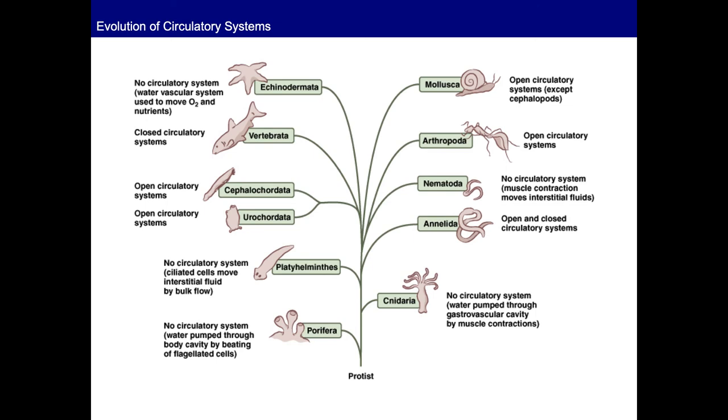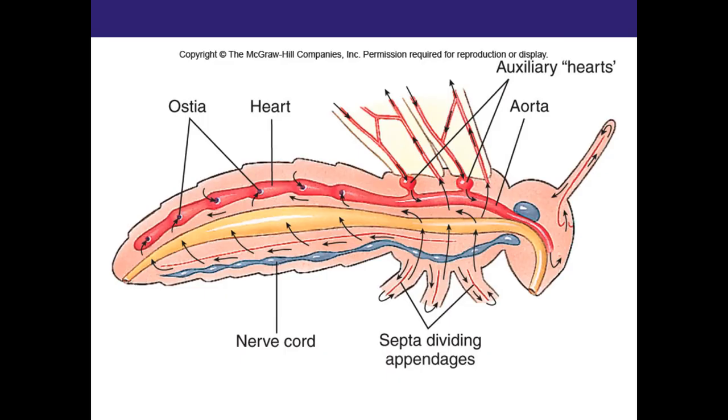Here's a good example of an arthropod and some of its components of a circulatory system. It does have these hearts and auxiliary hearts. These are pumping structures that create those pressure gradients. And then you can see some of the fluid with each pump actually does enter into, at the end of this tube here, open cavities. So this is known as an open circulatory system. And then it's drawn back in, again by pressure gradients, into these openings called ostia.